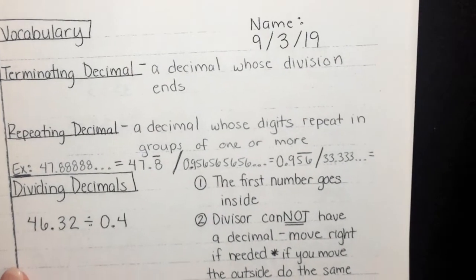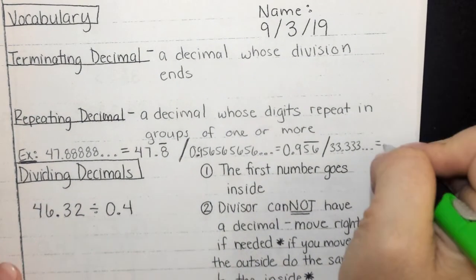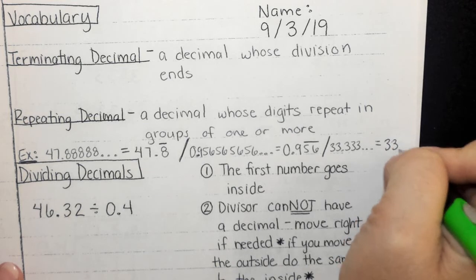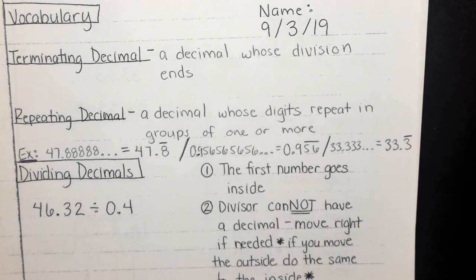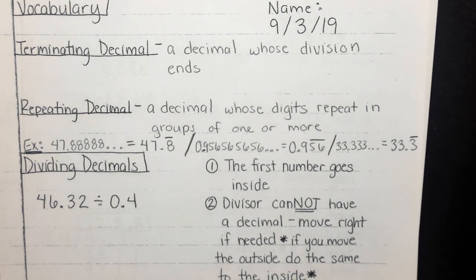So when I rewrite that with the 33.33333, I'm going to put 33.3, and the bar is going to go over the 3 in the decimal. So we understand why that's where the bar has to be? Okay.